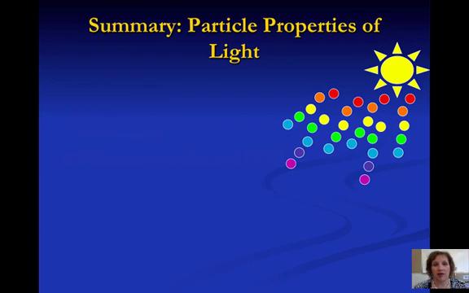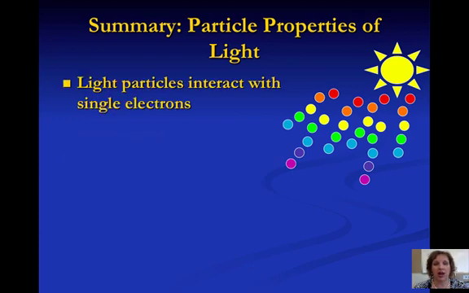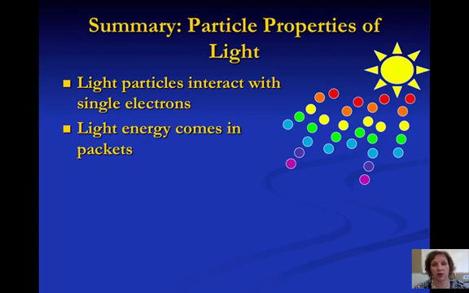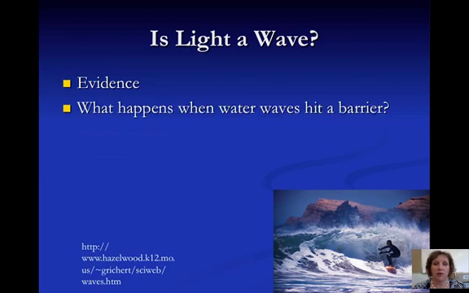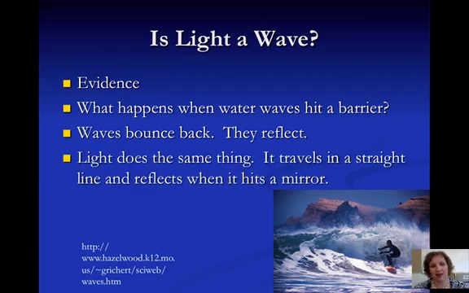So let's summarize. For the particle properties of light, we know that light particles interact with single electrons, and that light energy comes in little packets called photons. Those are the arguments for considering light as a particle. However, we have to also consider what you've probably studied before, that light is also a wave. It has wave evidence. For example, if water waves hit a barrier, what do they do? They bounce back, they reflect. And light can do the same thing. It travels in a straight line and it reflects when it hits a mirror.